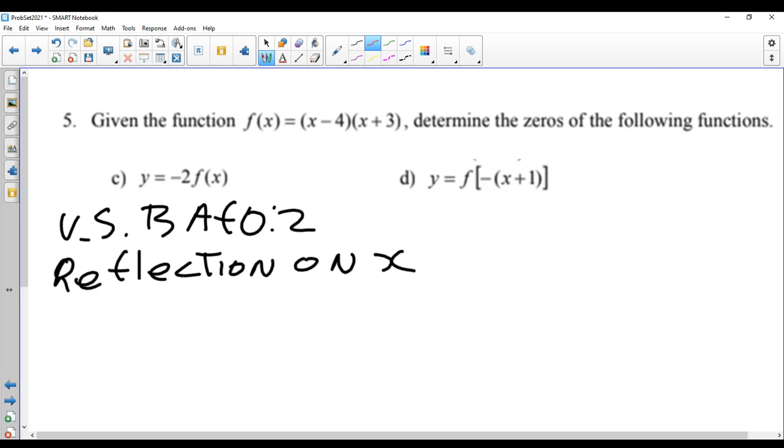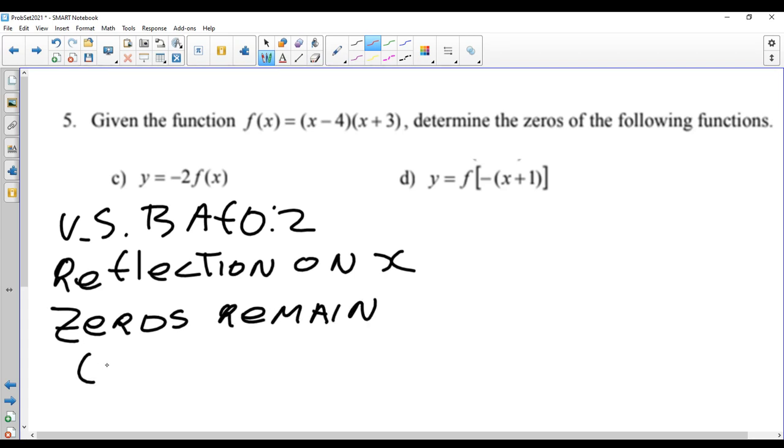The answer to this question is that the zeros are what they were in the first place. Zeros remain 4, 0, and minus 3, 0. We're not changing our x's at all. Our x's remain where they were.